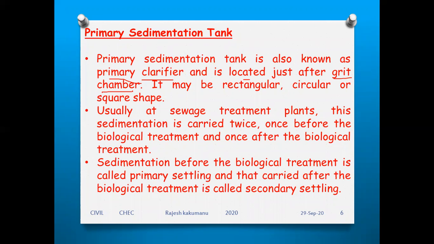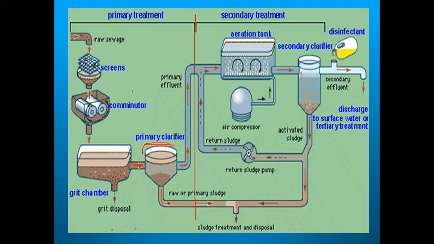It may be rectangular, circular, or square in shape. If you see the figure, this one is circular. In some cases you can see a square box, or this type of chamber where the raw primary sludge is passing out at the other gate and the sewage water is moving into the secondary treatment.